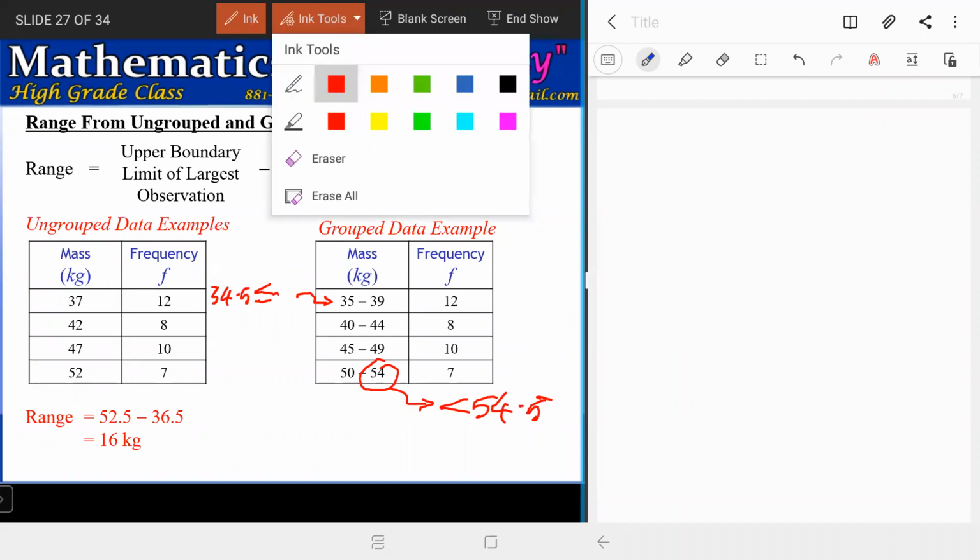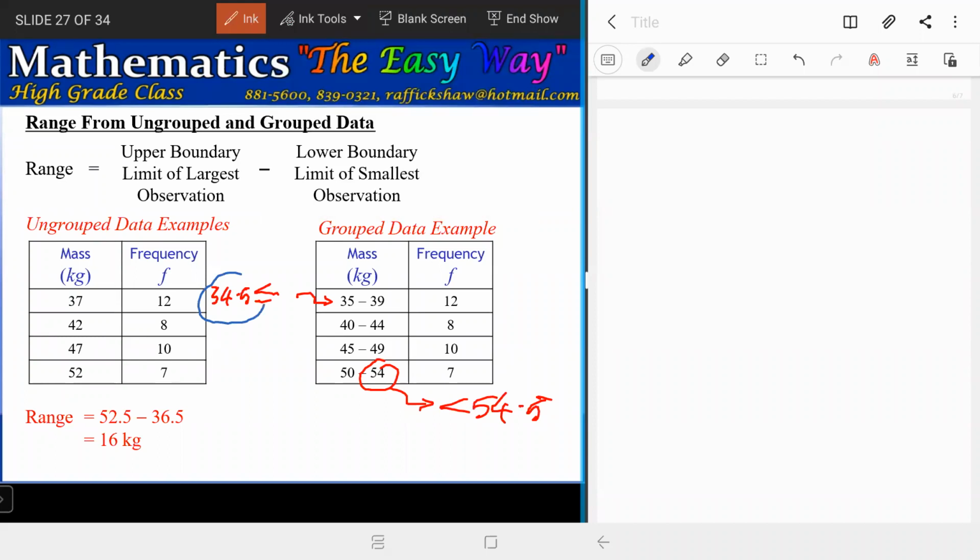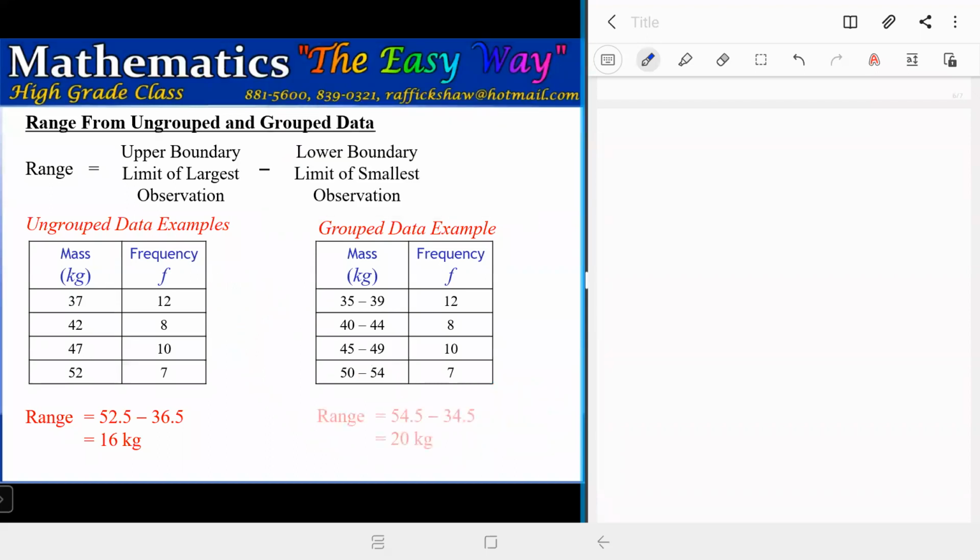So your range really is from this value all the way up to this value. That's where the data value is set. It can go from 34.5 all the way up to less than 54.5. So the range of your data, therefore, is 54.5 minus 34.5. It's the range of the data that can fit into this data. So that is the data range. Understand that, guys?